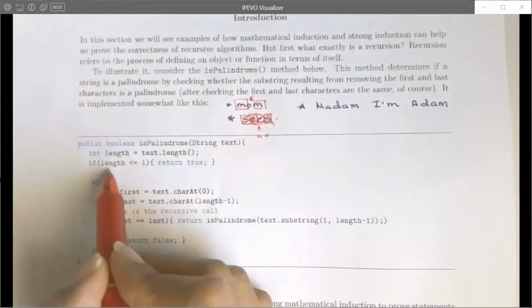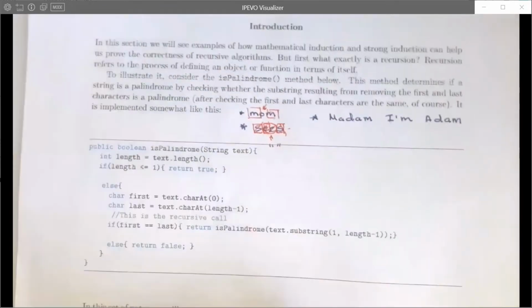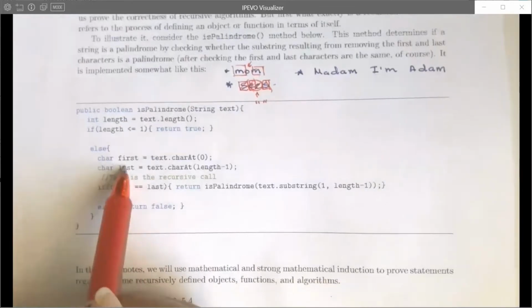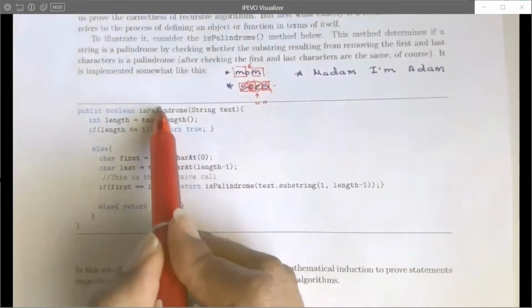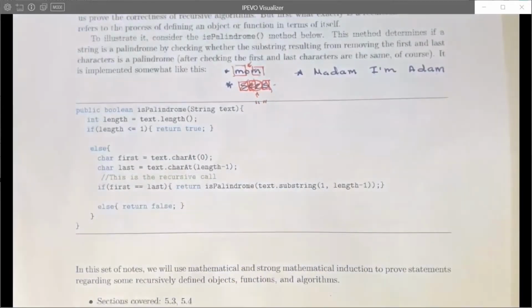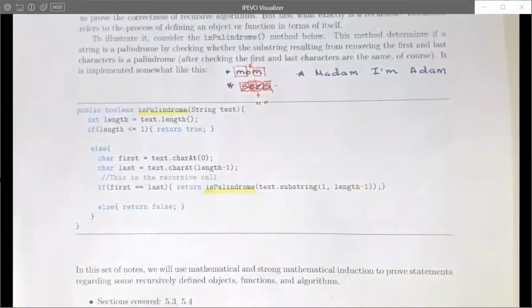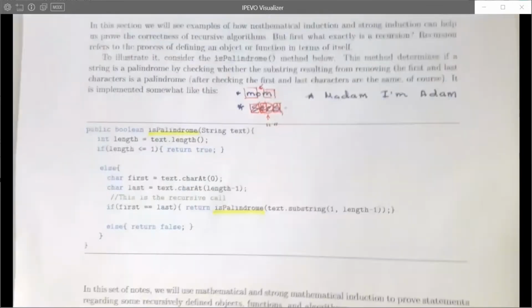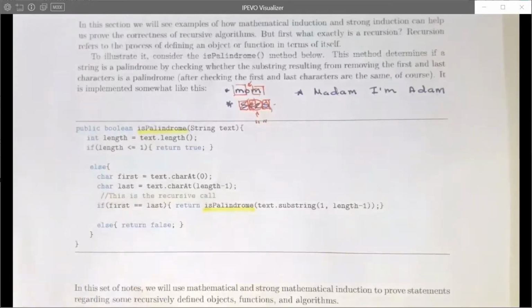It has a case for when the length is less than or equal to 1, meaning when it's 0 or 1, then we return true. Otherwise, what we do is we take the first and last characters, check if they're equal, and if they are, we call the same function is palindrome, but now on the substring that omits that first and last character. And so really it's this function call of is palindrome within the definition that makes it recursive, in that it's defined in terms of itself. So again, we're going to be looking at how mathematical induction allows us to prove that algorithms and functions such as these always return the correct answer.